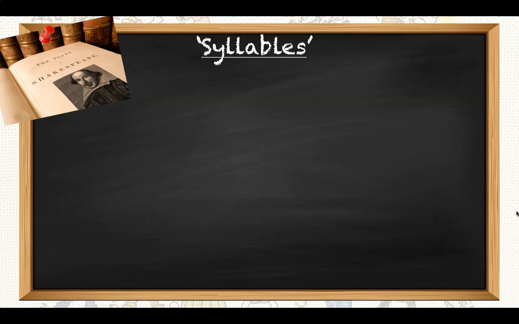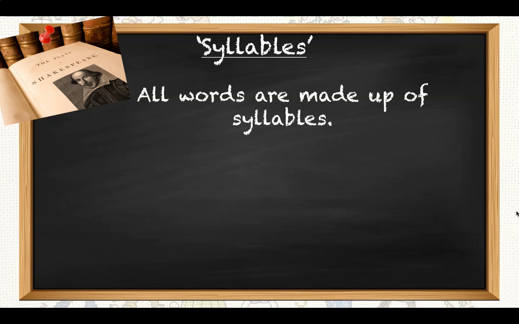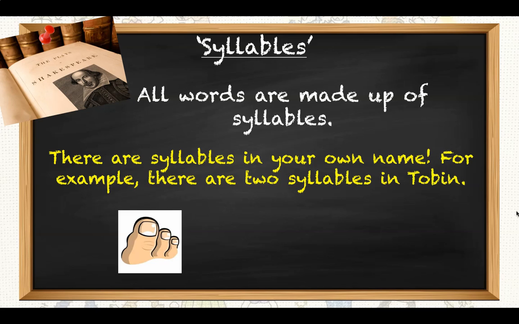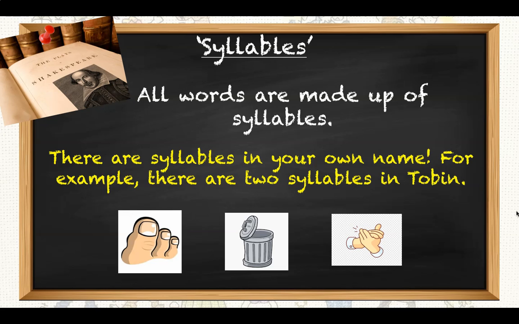All words are made up of syllables. So you have syllables in your name. For example, there are 2 syllables in Tobin. There's the to part and there is the bin part. So they are 2 syllables, to and bin. In primary school, we're encouraged to clap along to the syllables so that we can hear them. And that's not a bad idea, even at secondary level. So all words are made up of syllables. They are the internal rhythm within words themselves.